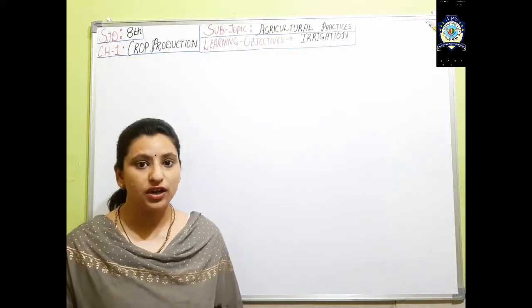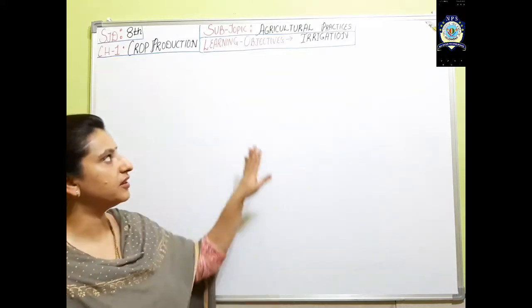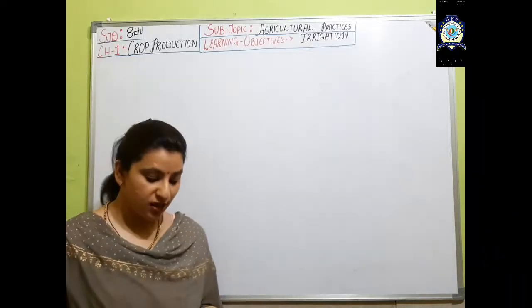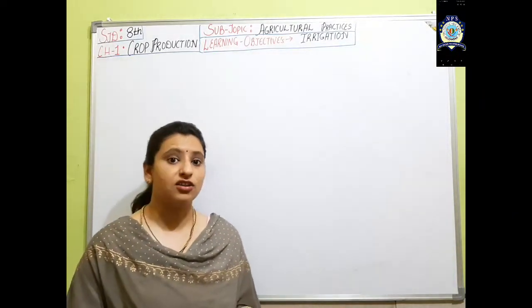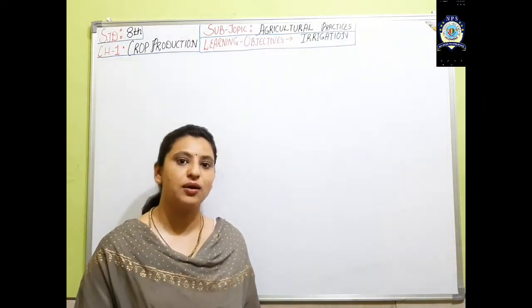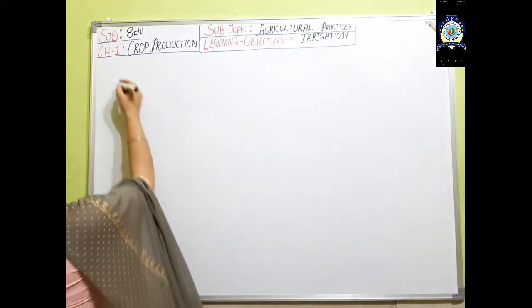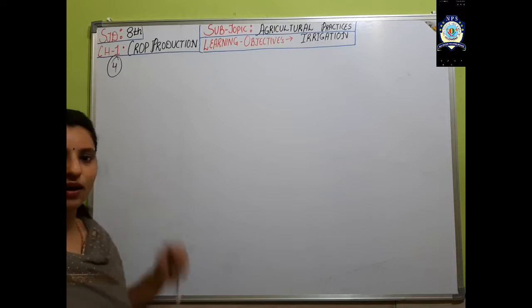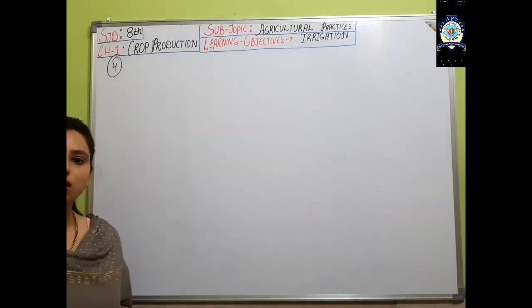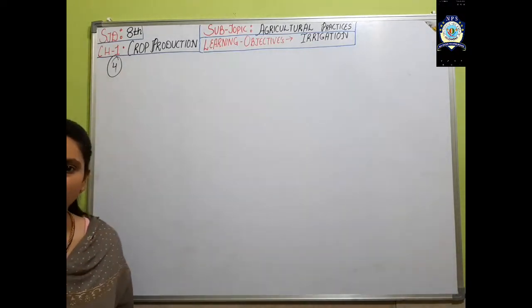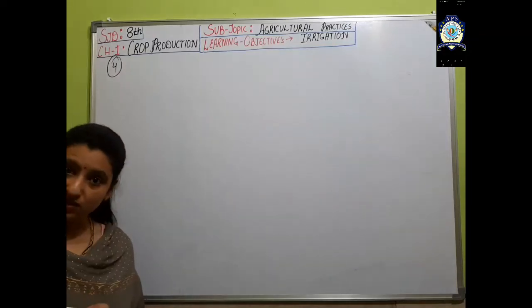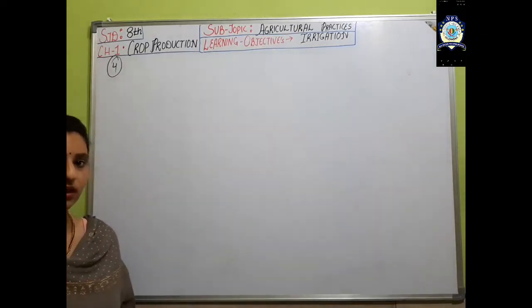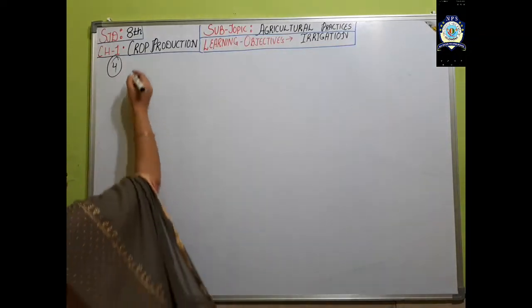Now today we are going to learn about the fourth practice, and that is irrigation. So without much delay, let's start. I write 4 here because it is the fourth practice. Irrigation: we know that watering of the plants in the field at regular intervals of time is called irrigation.